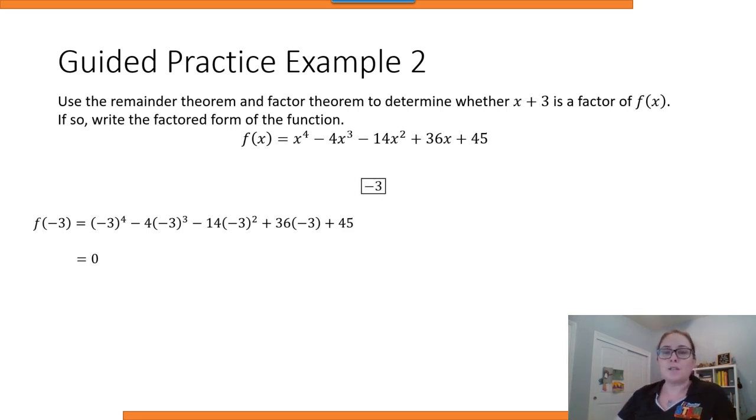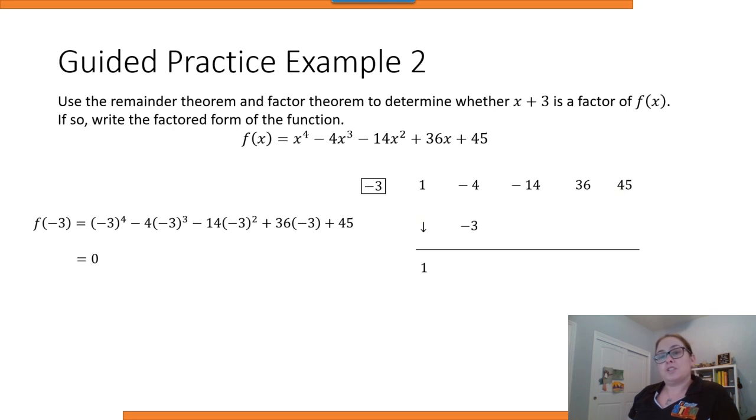So I'm going to take negative 3 and throw it in a box. And then I'm going to list out all the coefficients of my polynomial. This one's got a lot. So 1, negative 4, negative 14, 36, and 45. And then I'm going to get going with my synthetic division. So I draw out my bar, drop the first coefficient down, the 1, and then multiply it by the number in the box. So 1 times -3 is -3.